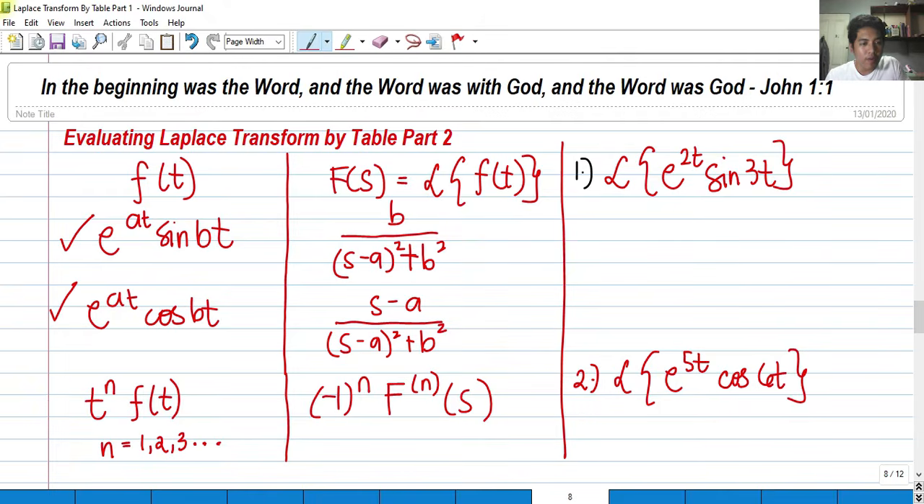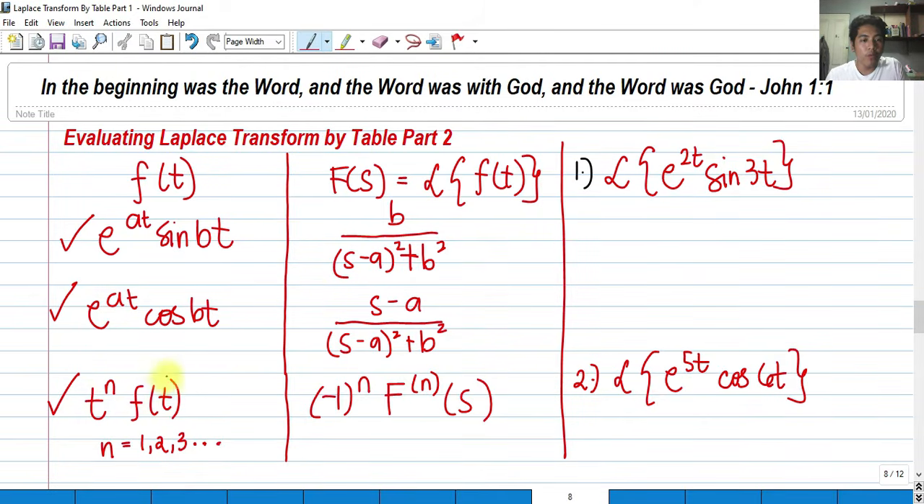And last, for our formula, no, this is not the complete table for Laplace. That's why we have video lecture part 1, part 2, part 3. So we will be tackling almost all of the formulas in the Laplace transform table.